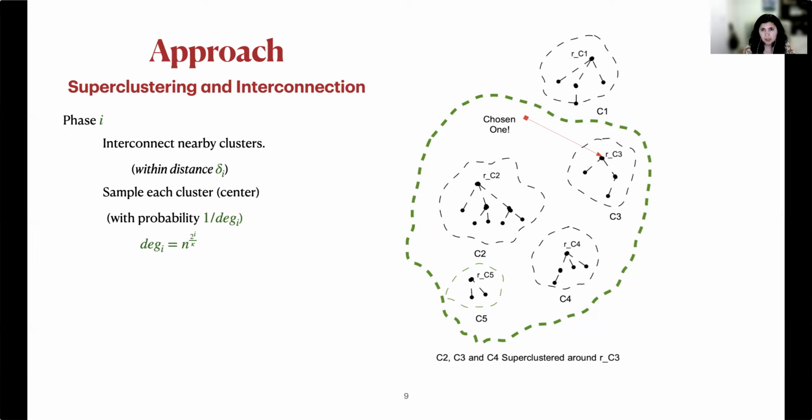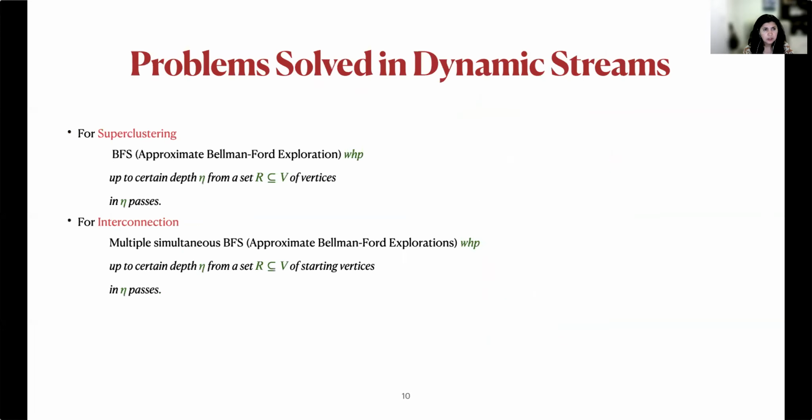Now this game between stretch and sparsity goes on for a few phases until we are left with very few clusters which we can simply interconnect. Okay, so this is the superclustering and interconnection approach.